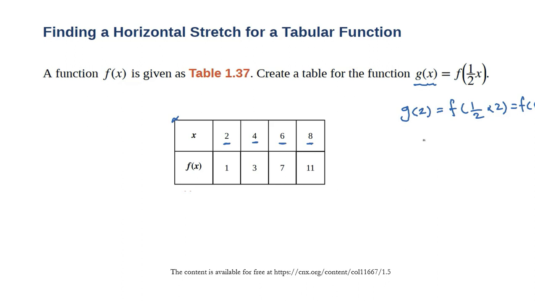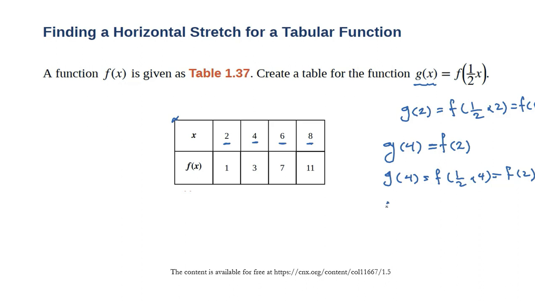So for example, f of 2 is 1 over 2 times 4. So it's equal to g of 4. We say g of x is equal to f of 1 over 2x. So g of 4 is equal to f of 1 over 2 times 4, which is f of 2. So what we do, we just need to multiply these by 2.